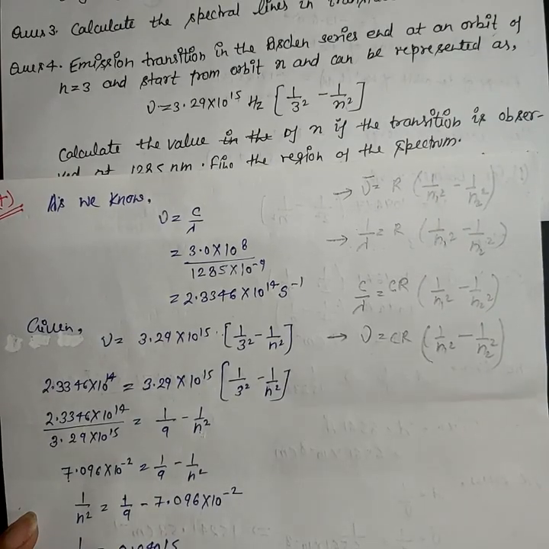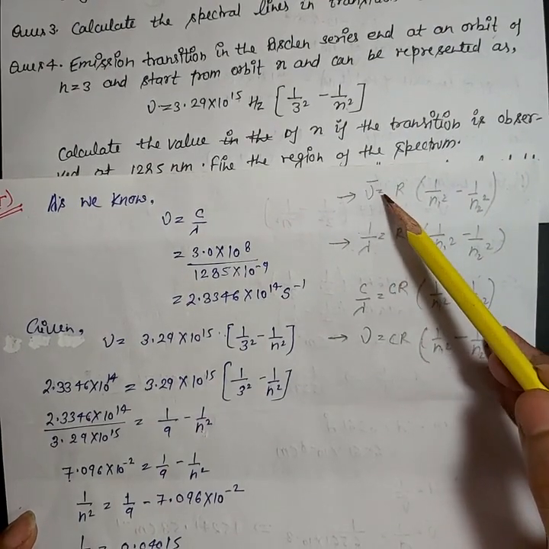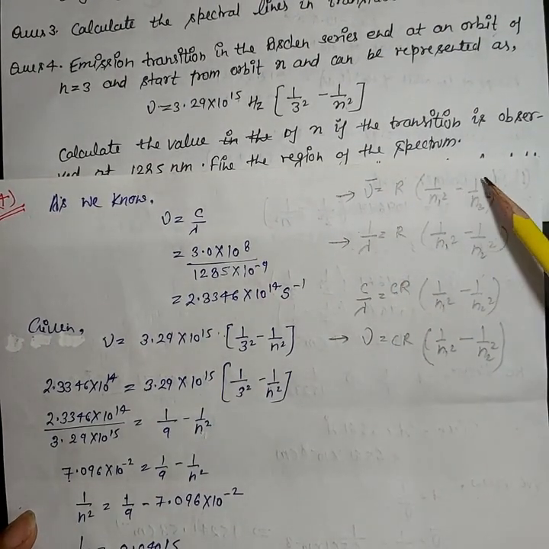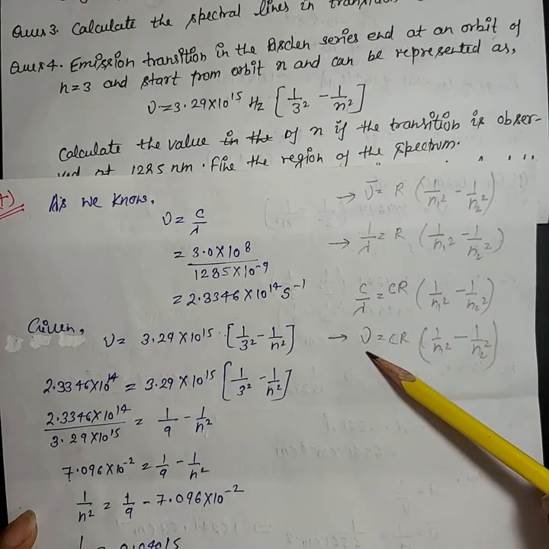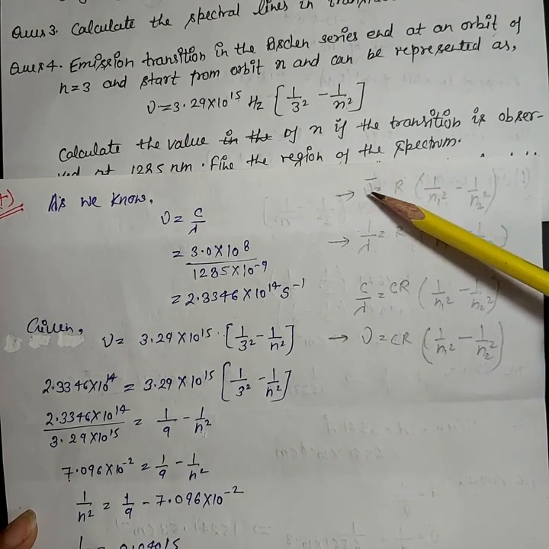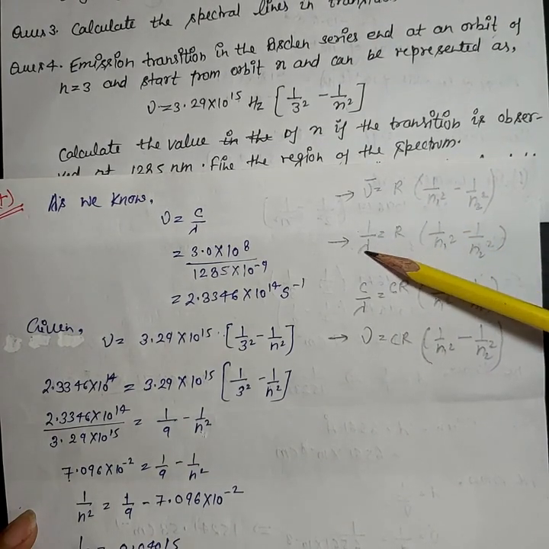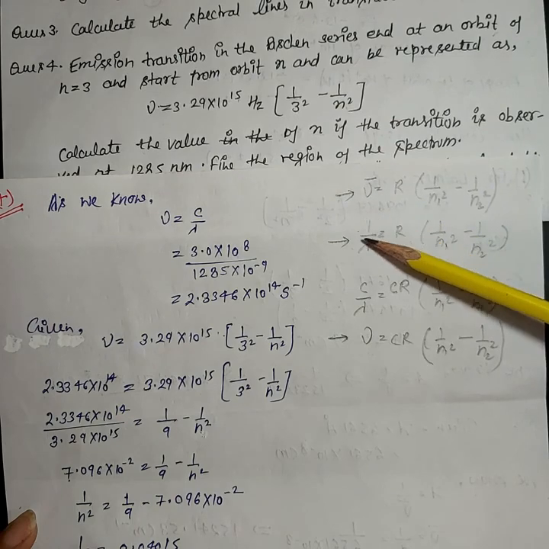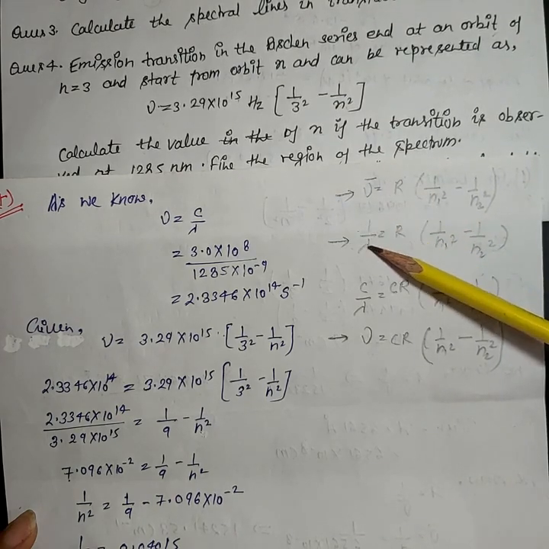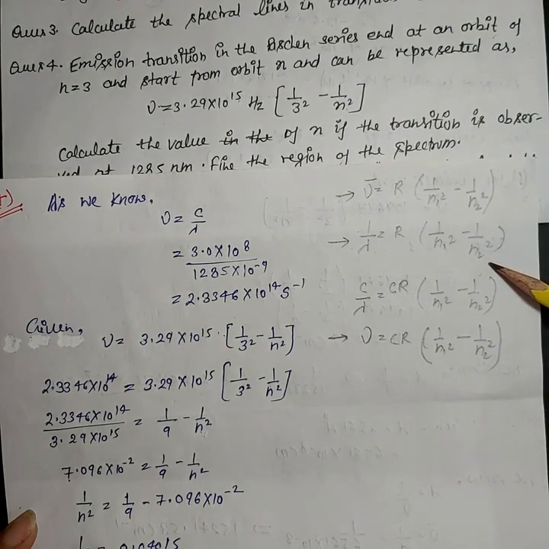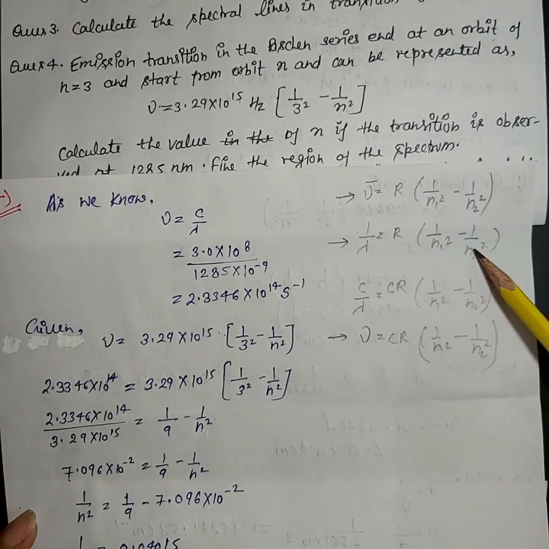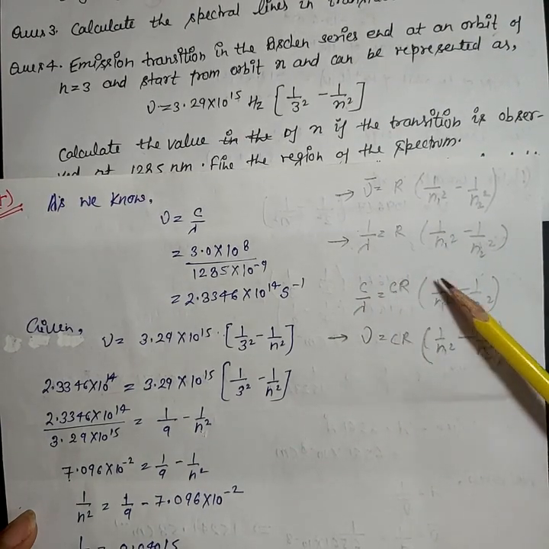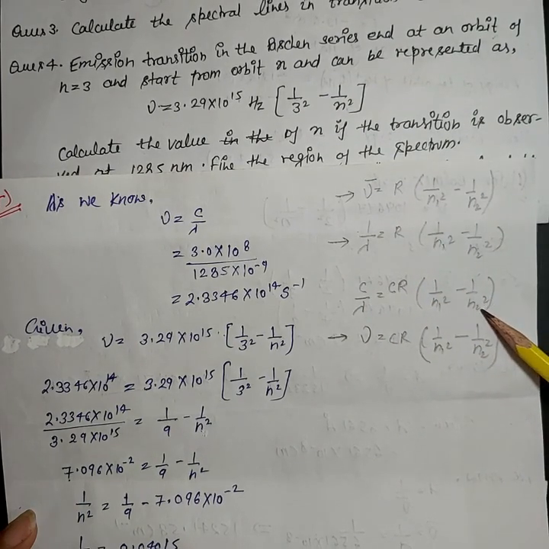For this question, first of all, as we know, nu bar equals R times (1 upon n1 square minus 1 upon n2 square). This is the Rydberg equation. From this Rydberg equation, we can calculate wavelength as well as frequency. How? As nu bar equals 1 over lambda, we can put 1 over lambda instead of nu bar. So 1 over lambda equals R times (1 upon n1 square minus 1 upon n2 square). If we multiply by c on both sides, we have c over lambda equals cR times (1 upon n1 square minus 1 upon n2 square).